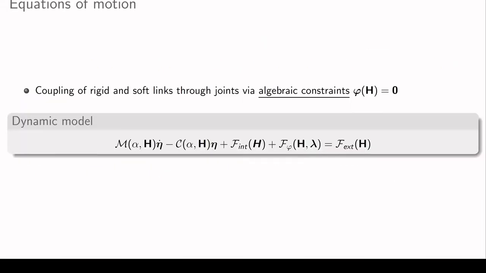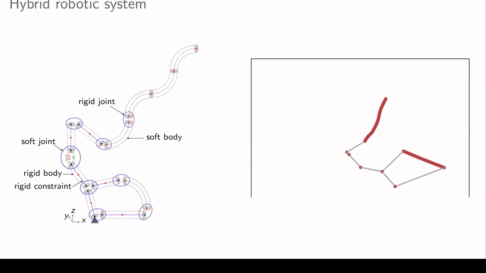And in this case, we couple the rigid and soft links through joints according to algebraic constraints. So we deal with differential algebraic equations. And for each joint, we have an algebraic constraint to which Lagrange multipliers are introduced in the final dynamic model.